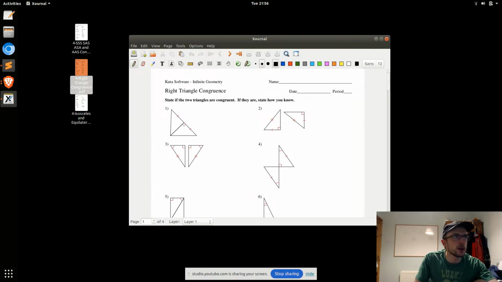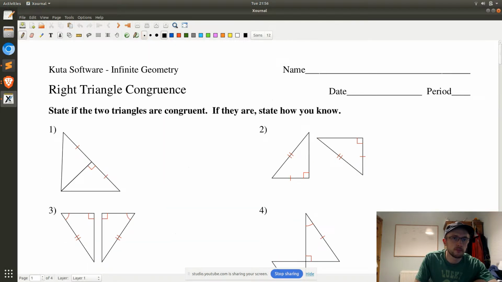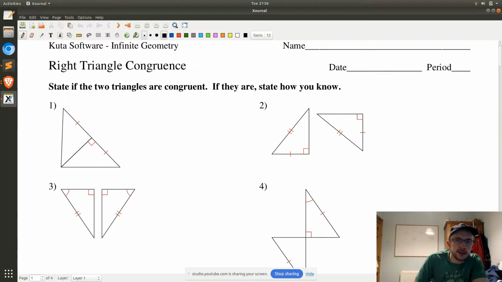And now for right triangle congruence. We need to learn about this. Let's take a sip. Okay, there are 18 questions, so it's all okay. State if two triangles are congruent, and if they are, state how you know. Okay, so that appears to be a straight line, although I guess I don't know for sure. And if that is the case, then yes, by the side angle side theorem. However, I don't know that that's the right angle, it just appears to be.